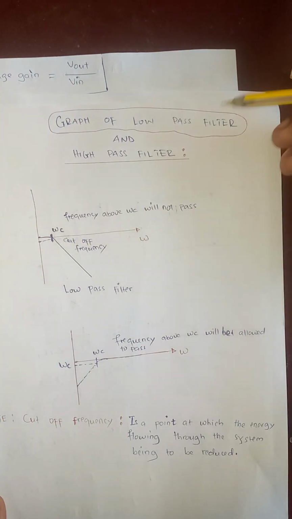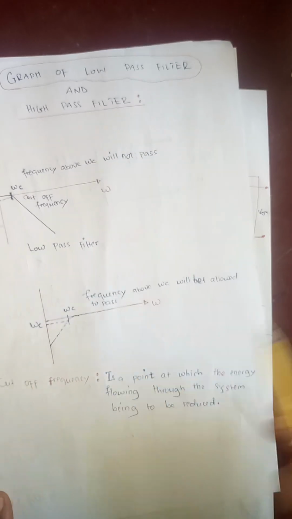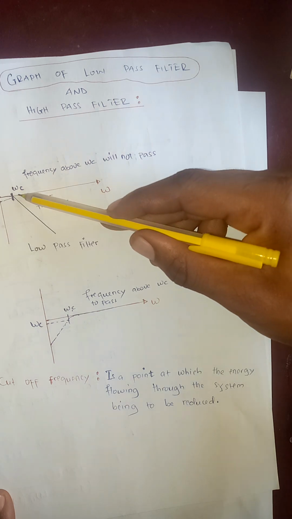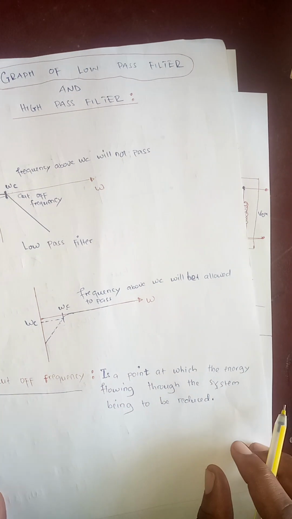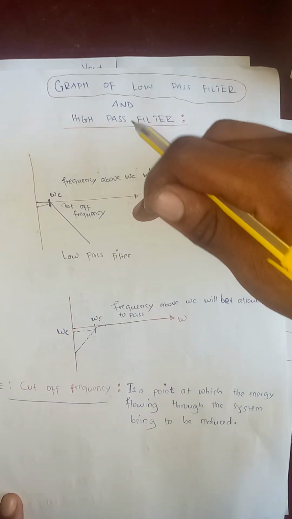As you can see here, we have the graphs of the low pass filter and high pass filter. And this one is the cutoff frequency, this one, cutoff frequency. And we have the definition of cutoff frequency here, so you can read and understand more. These are the graphs of high and low.